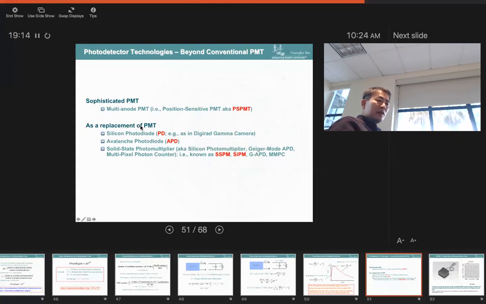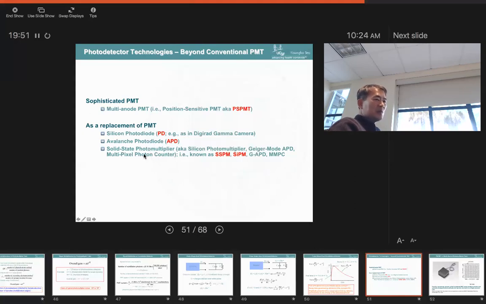As a replacement of PMT as a photodetector for this radiation detector, people have used silicon photodiode or avalanche photodiode, PD or APD, or solid state photomultiplier. This is not a tube. This is a solid state photomultiplier. The name usually for this solid state photomultiplier is silicon photomultiplier, which is another name. There's a reason, because silicon is used for the photodetector mechanism there. Or Geiger mode APD is another name. Multi-pixel photon counter is another name.